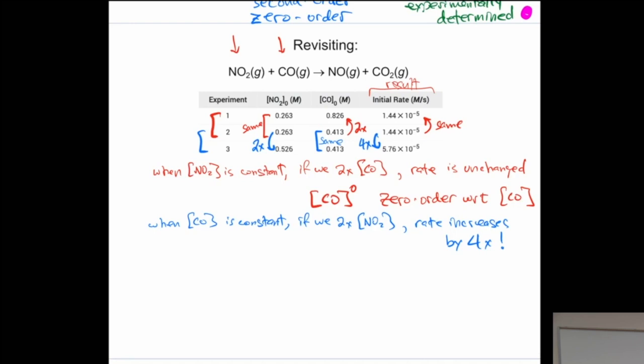So now we can say what the reaction order is just with respect to NO2. As you'll see later, we can formally calculate this, all right? If we double the concentration and the reaction rate quadruples, that's going to be a second order. It's the square, right? The rate increases by the square of the concentration change.